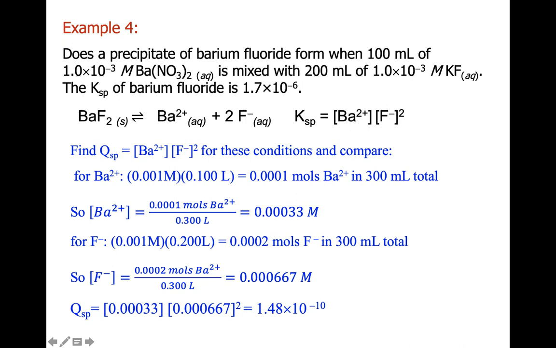fluoride squared, we get 1.48 times 10 to the negative 10th, which is much smaller than 1.7 times 10 to the negative 6. So the ions will stay in solution and no solid will form.